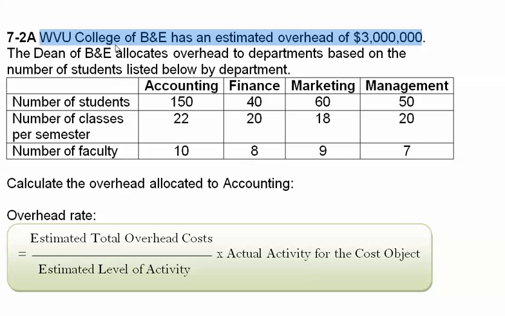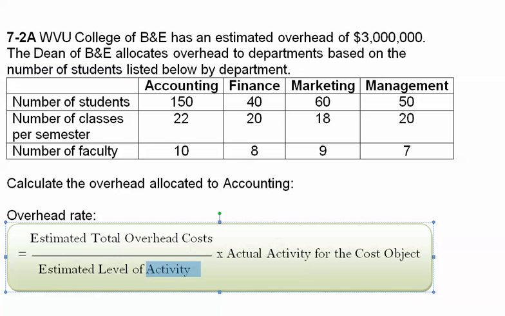So what we're to do here is to allocate this 3 million to the different departments, but specifically we're focusing on the accounting department. Now, as far as in this example, we're told to use the number of students, which that activity makes some sense to use, the activity being the total number of students. So let's go ahead and do this for the accounting department.